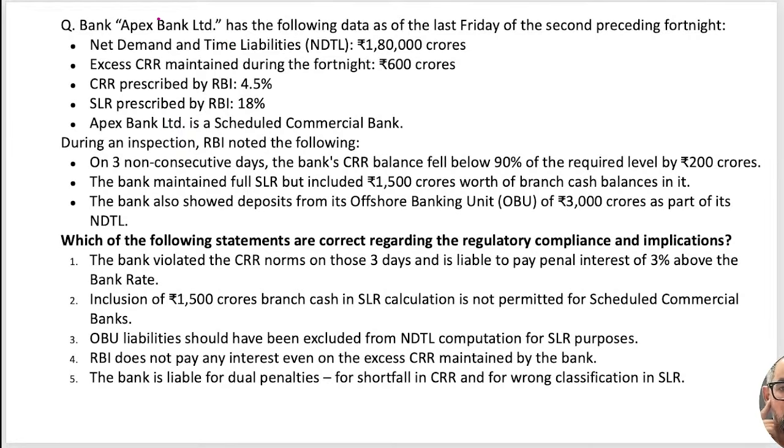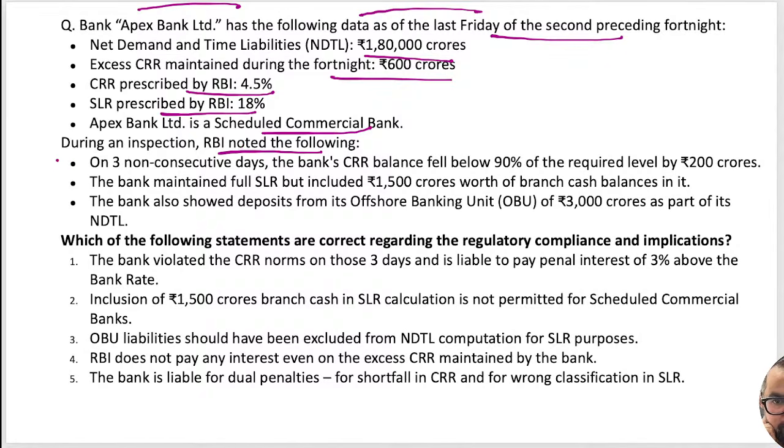Okay. So, Apex Bank Limited has the following data on Friday. NDTL is 1,80,000 crores. Excess CRR maintained during the fortnight is 600 crores. CRR prescribed by RBI is 4.5%. SLR at that time was 18%. So Apex Bank Limited is a scheduled commercial bank. During the RBI inspection, RBI noticed these three things.